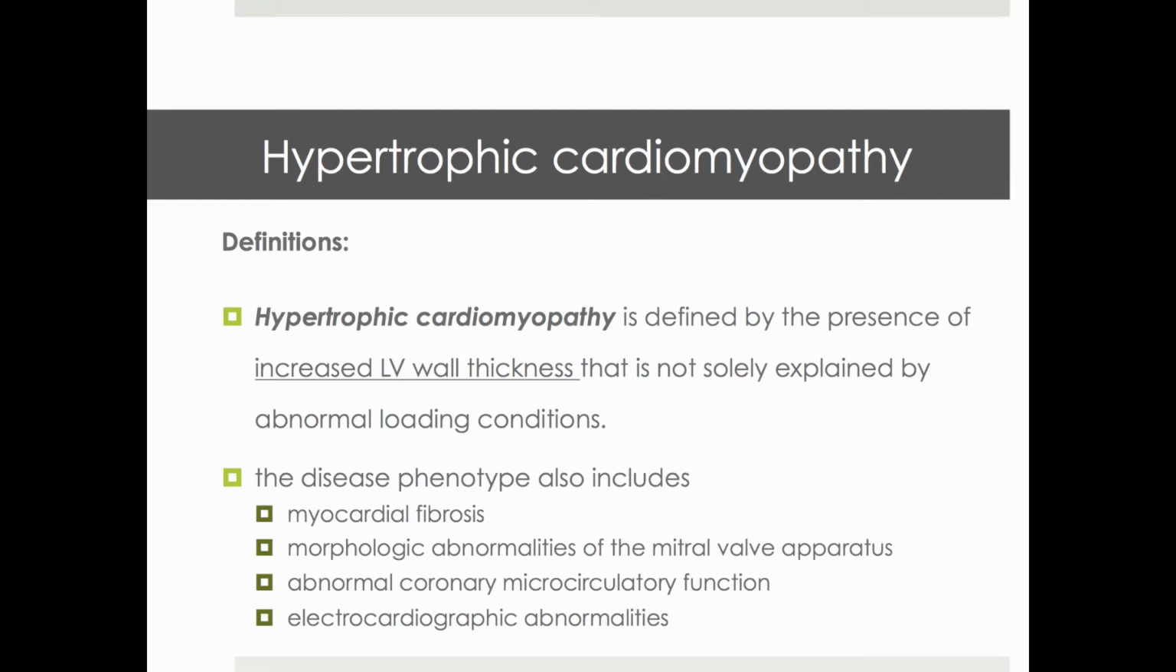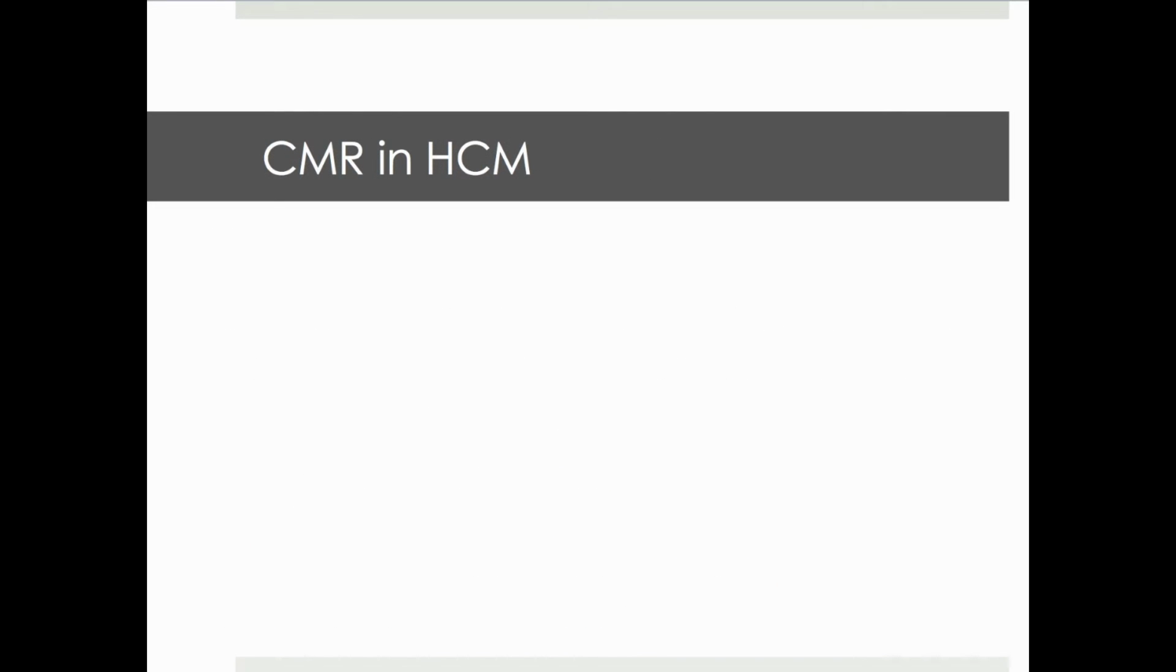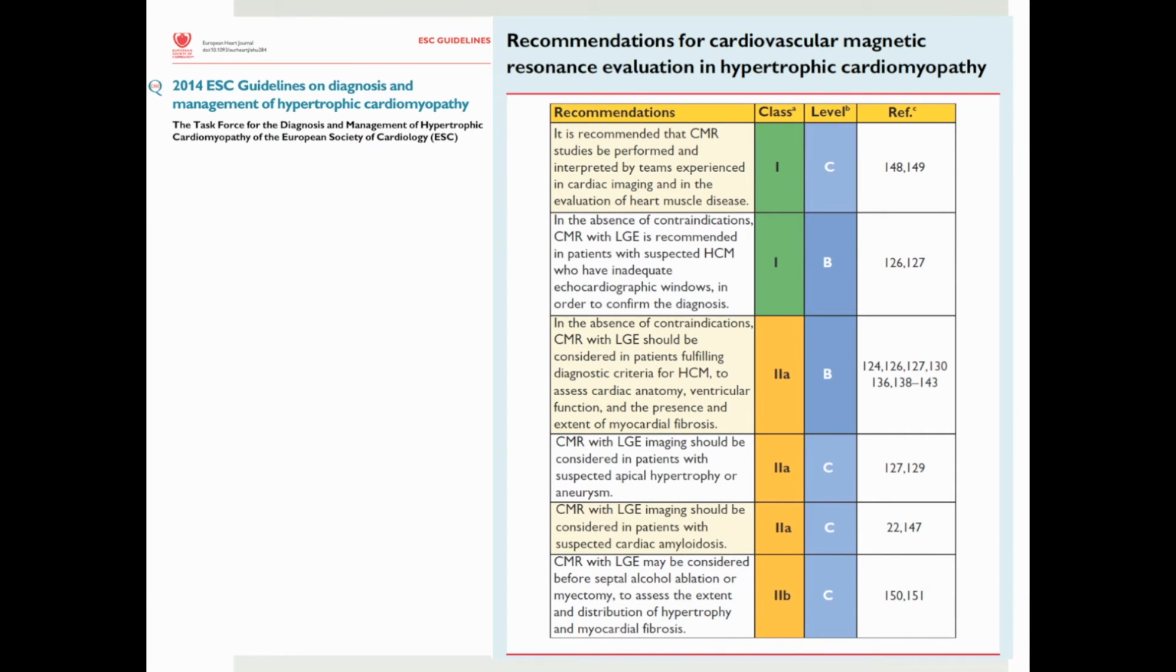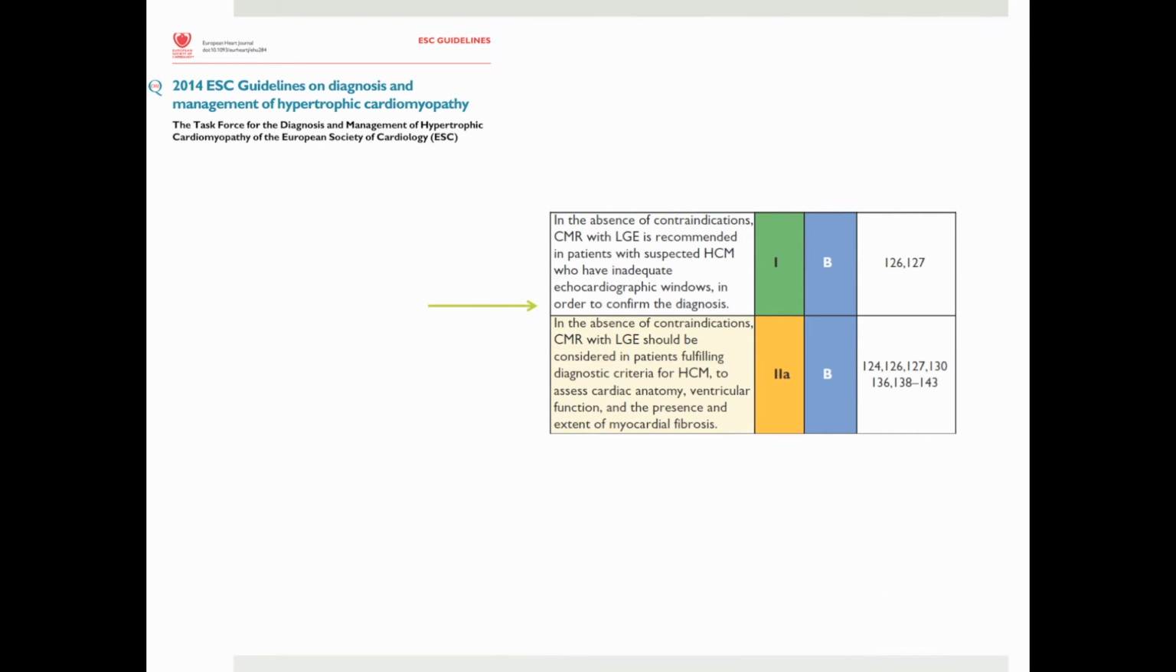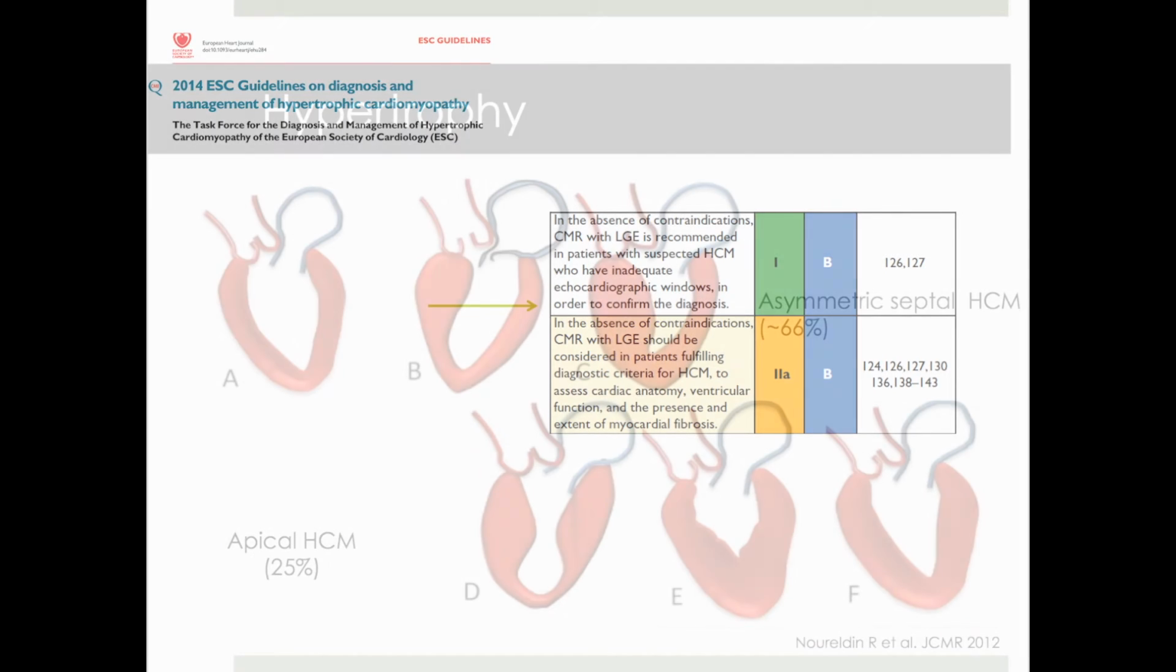Although not pathognomonic, additional phenotypic features include myocardial fibrosis, morphological abnormalities of the mitral valve apparatus, abnormal coronary microcirculation, as well as ECG abnormalities. The current practice guidelines foresee an important role for cardiovascular magnetic resonance in evaluation of patients with hypertrophic cardiomyopathy, primarily as reliable means for confirmation of the diagnosis, by way of detailed assessment of cardiac function and structure and non-invasive assessment of myocardial fibrosis.